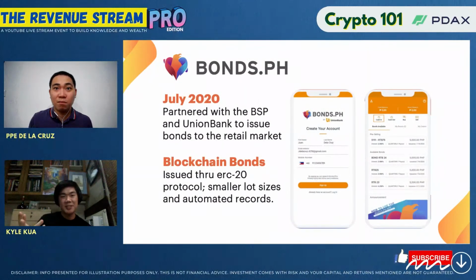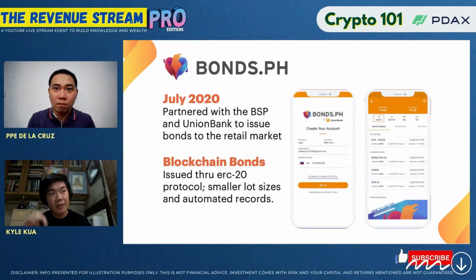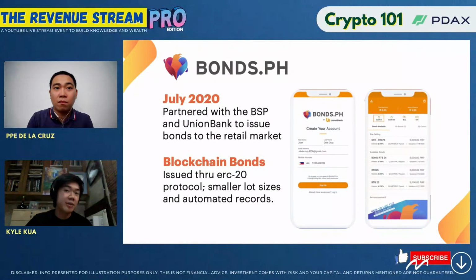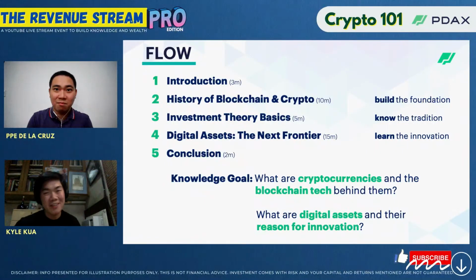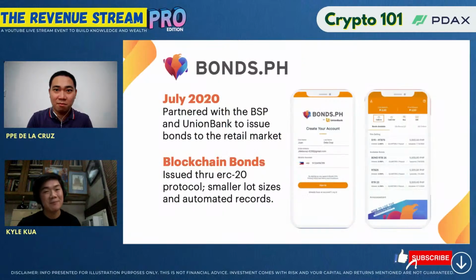We also have other use cases like Bonds PH. This one was a partnership between the BTr, the BSP, Union Bank, and PDAX to issue bonds to the retail market. This is very interesting because it is the first government bond issued on the Ethereum blockchain. We should be proud of that as Filipinos, and we can invest in it anytime as well.